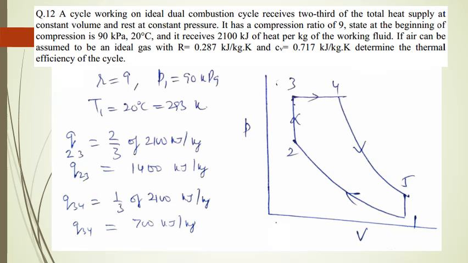A cycle working on ideal dual combustion cycle receives 2/3 of the total heat supply at constant volume and rest at constant pressure. It has a compression ratio of 9. State at the beginning of compression is 90 kilopascal, 20 degrees Celsius, and it receives 2100 kilojoule of heat per kg of the working fluid. If air can be assumed to be an ideal gas with R equal to 0.287 kilojoule per kg per Kelvin and Cv equals to 0.717 kilojoule per kg per Kelvin, determine the thermal efficiency of the cycle. Now we have drawn the PV diagram for the dual cycle.